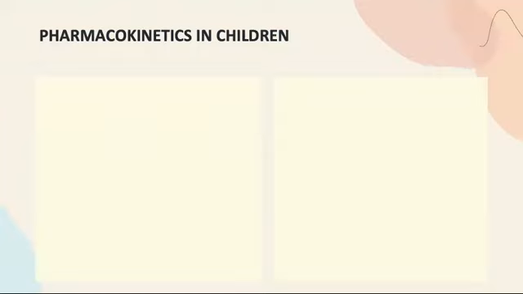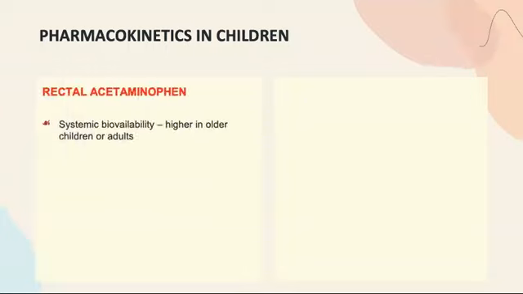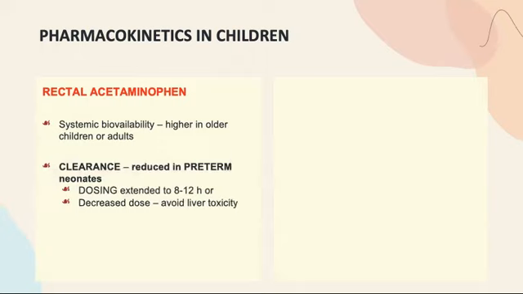The pharmacokinetics of acetaminophen, which is the most commonly used NSAID in children, differ between the neonatal period and older children or adults. The systemic bioavailability of rectal acetaminophen formulations in neonates and preterm babies is higher than in older patients. Acetaminophen clearance is reduced in preterm neonates, probably due to their immature glucuronide conjugation system, wherein desulfation is the principal route of biotransformation at this age.